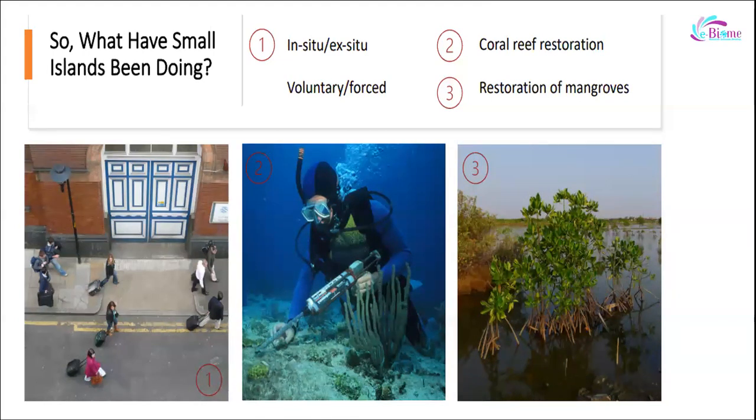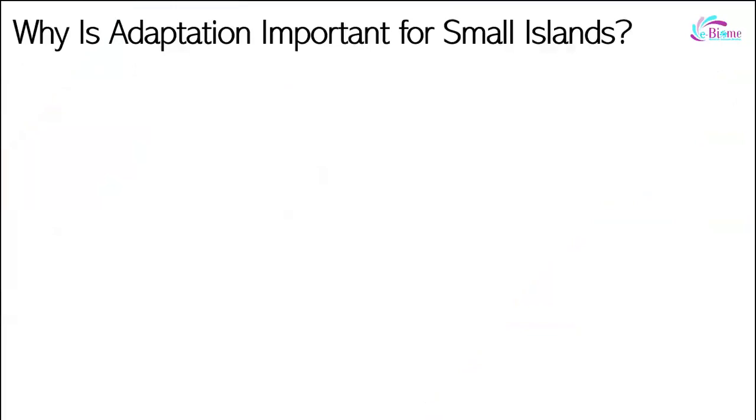And we know that these different ecosystems play a pivotal role in protecting our coastlines from storms and erosion. And coral reefs also help in bulking up the food supply by providing a diverse or a wide range of aquatic life and fish. Why is adaptation important for small islands?